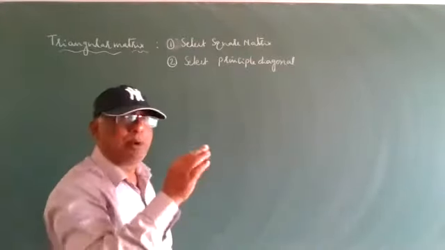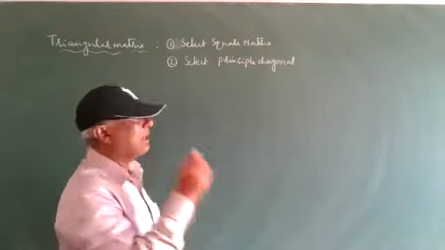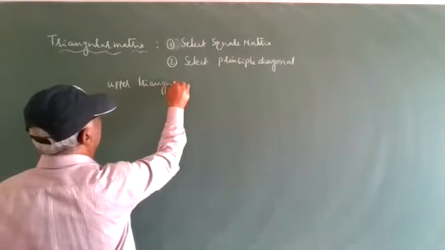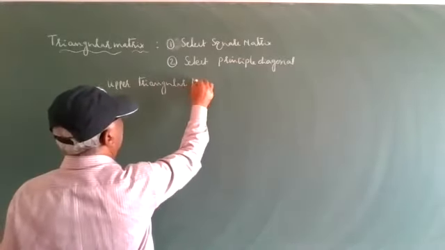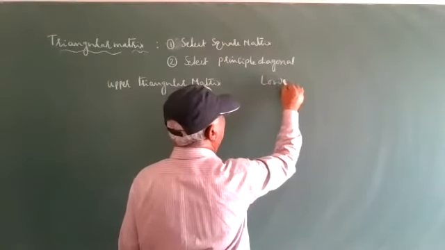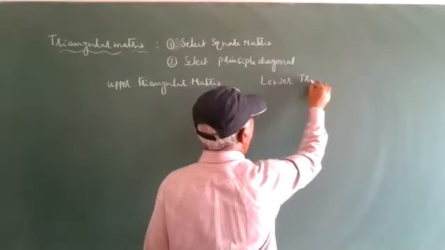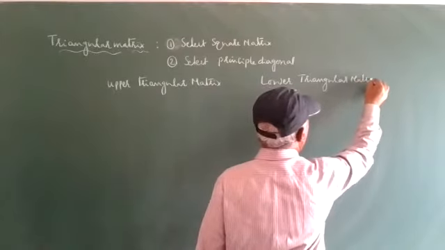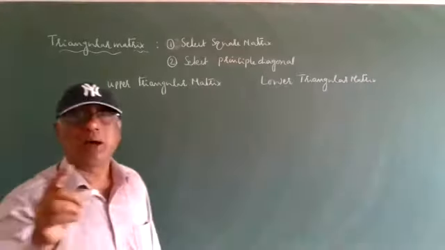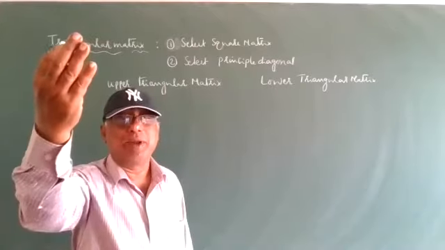Next, select the upper triangular matrix or the lower triangular matrix. The first one is the upper triangular matrix, and the second one is the lower triangular matrix. What does the upper triangular matrix mean? Below the principal diagonal the elements are 0, and only the upside elements we have.